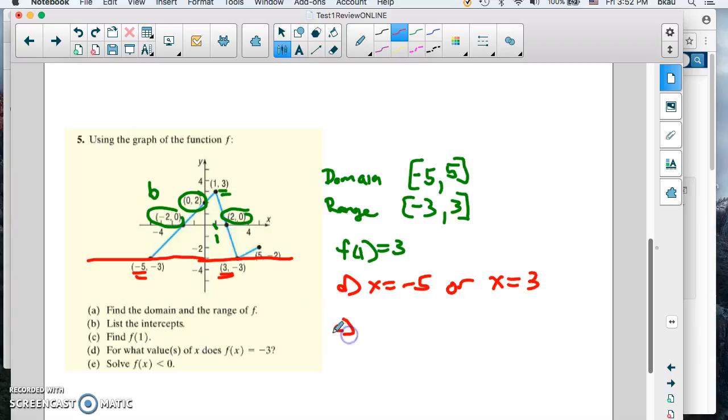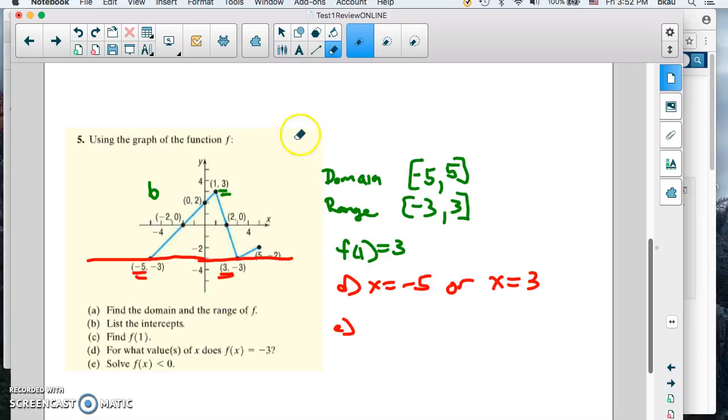And then letter E asks you to solve when it's less than 0. So when it's less than 0, let's erase this. Less than 0 is the line here. Less than 0, that's everything below this axis right here. So there's going to be an interval for part E. So there's nothing here. It's going to be this piece here. So that's going to happen at -5.